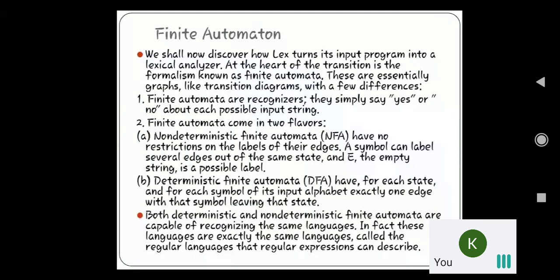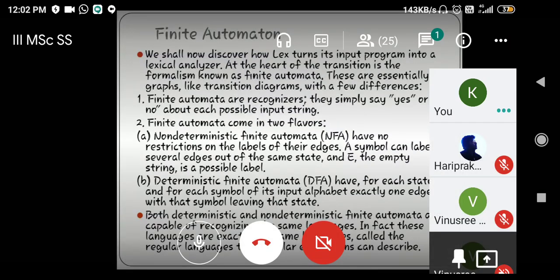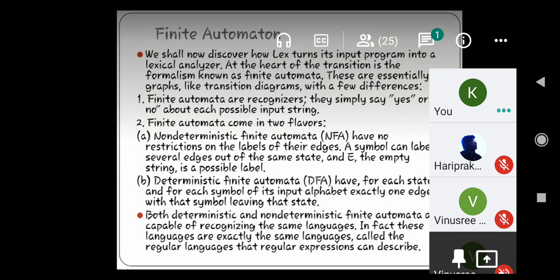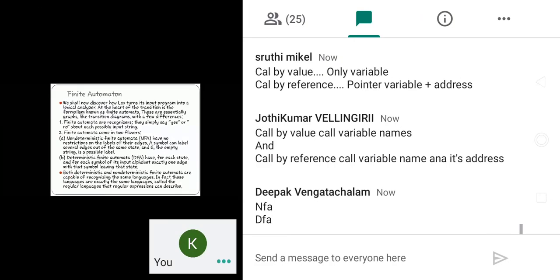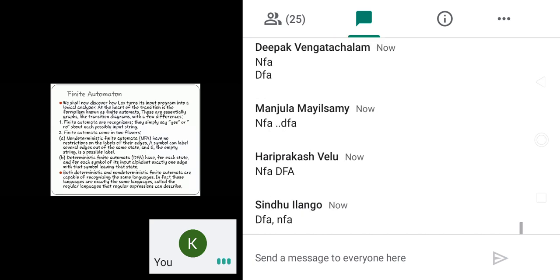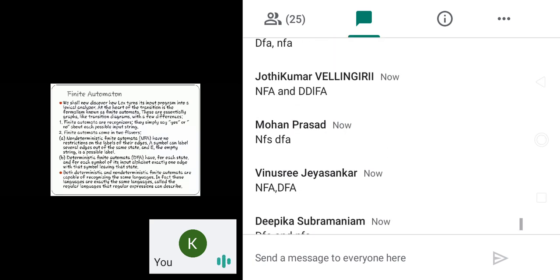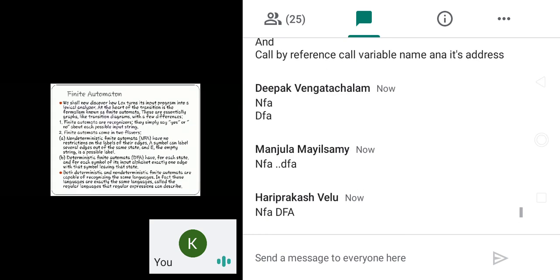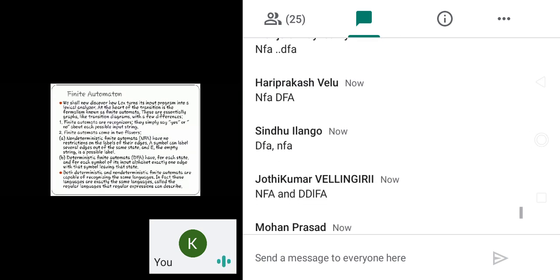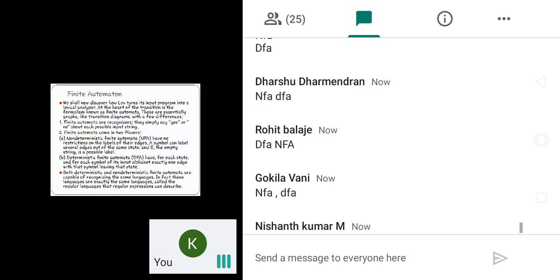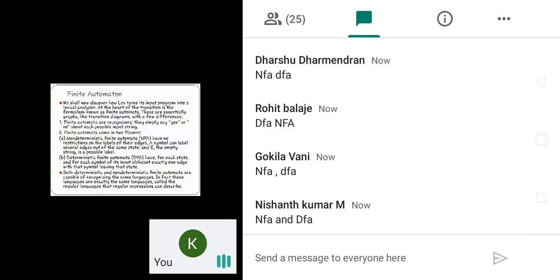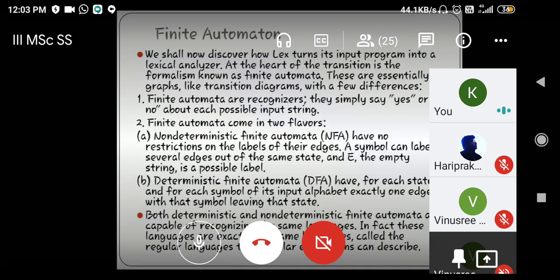And then the last question here: what are the two types of finite automaton that we have? Deepak, who is the first one? NFA and DFA. Deepak answered it first, and then Manjula, Hari, Sindhu, Jyoti Kumar, Mohan Prasad, Venusri, Deepika, Pravina, Darshana, Rohit, Gogilavane, Nishant Kumar. Most of you have answered it very correctly.